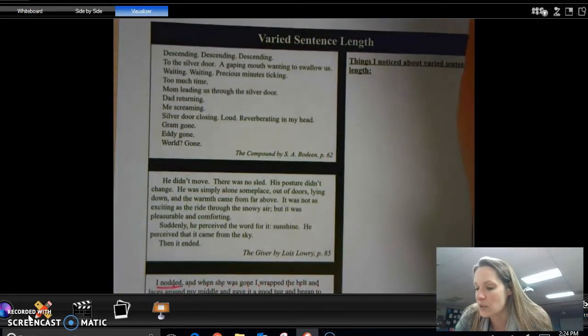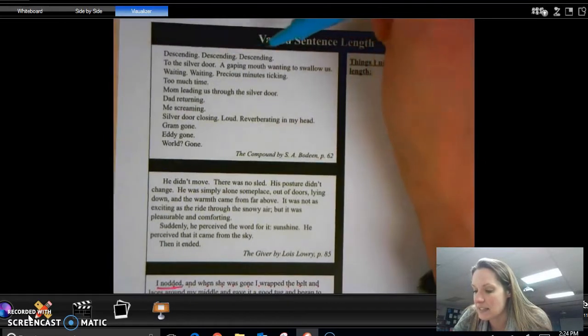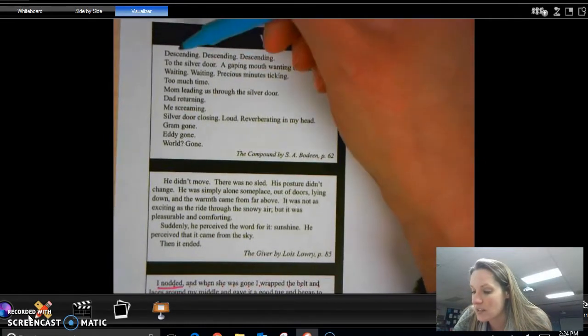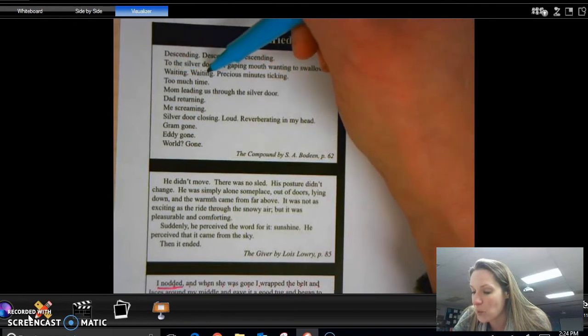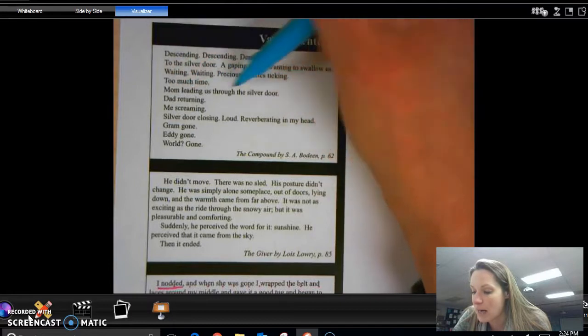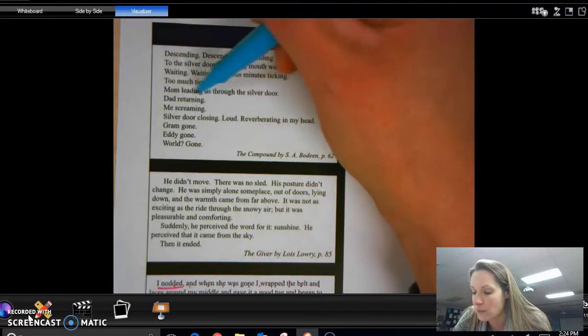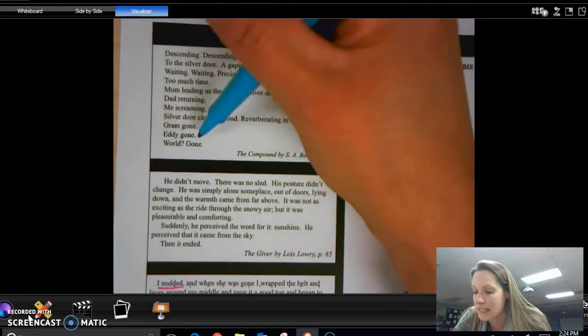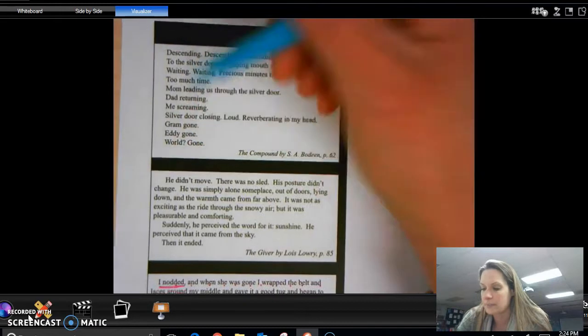So as we take a look at this one: descending, descending, descending, to the silver door, the gaping mouth wanting to swallow us, waiting, waiting, precious minutes ticking, too much time, mom leading us through the silver door, dad returning, me screaming, silver door closing, loud, reverberating in my head, Graham gone, Eddie gone, world gone.